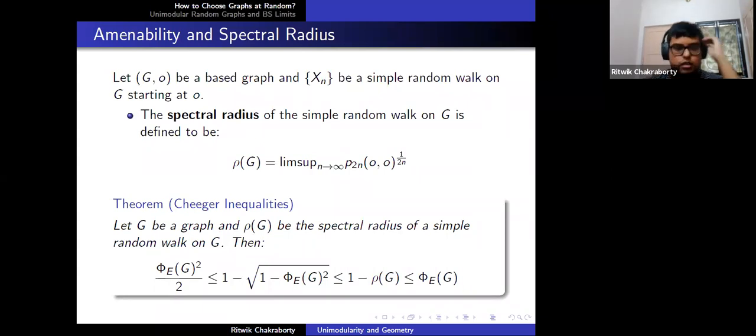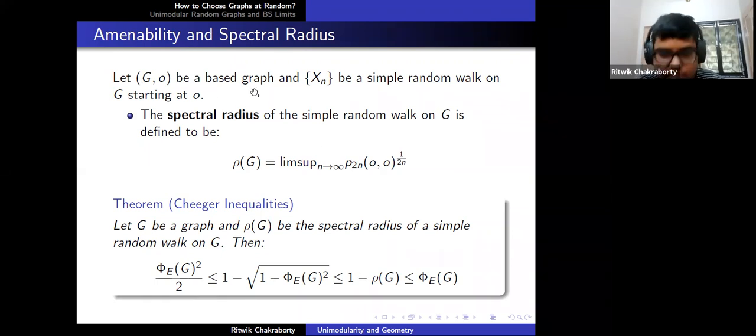Okay. So now the amenability of a graph. This is like a first instance of saying how some probabilistic processes on a graph are influenced by the geometry of the graph. So we relate the amenability of a graph to its spectral radius.